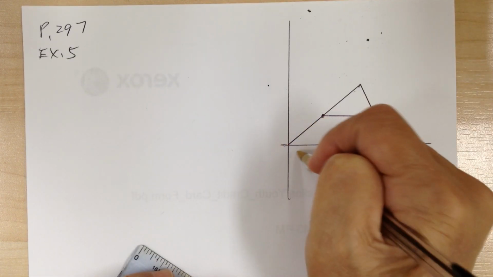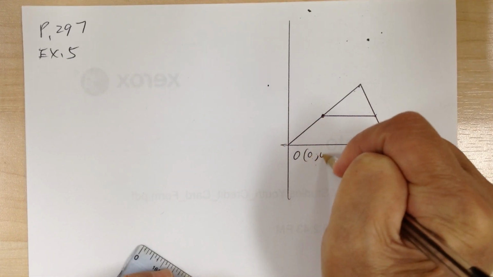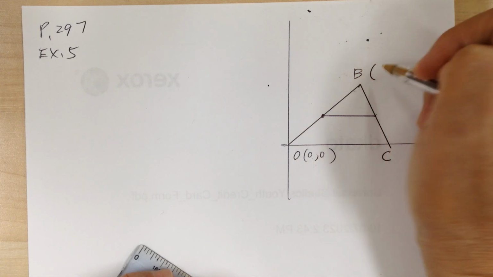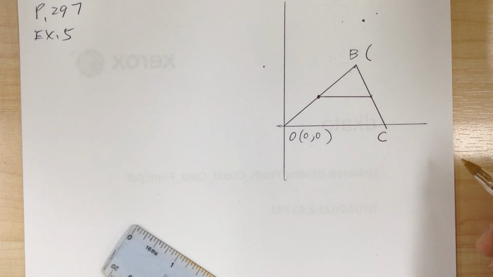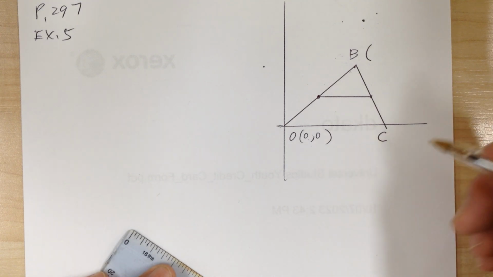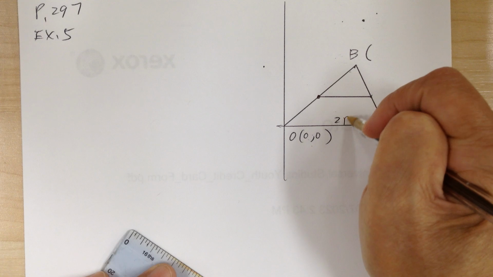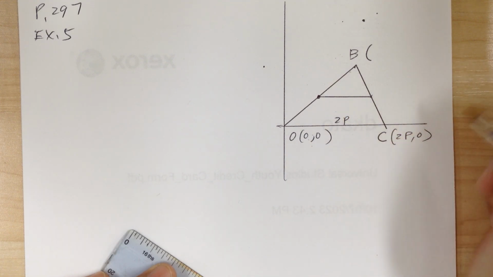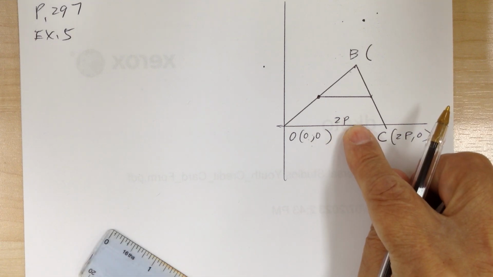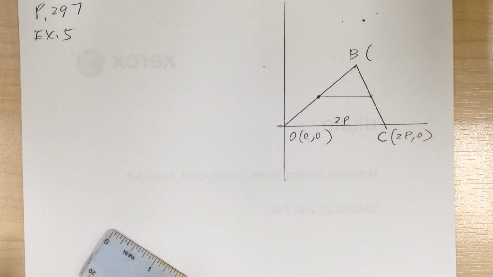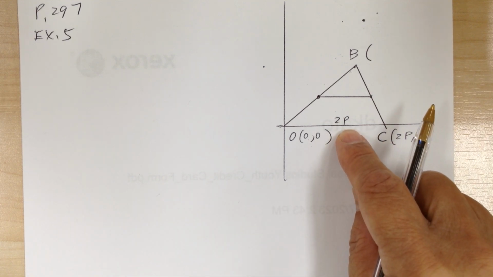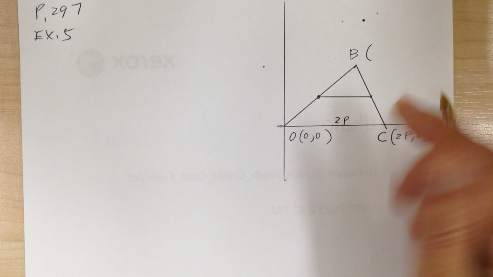Again, this is the origin, so it's 0, 0. Let's call this point C and call this point B. Again, you can assign any length. Notice they use 2, so they call this length 2p. Therefore this will be 2p, 0. The reason you use 2p instead of a single p is because they're going to divide. Once you divide by 2, it will come out as a nice letter instead of a fraction.